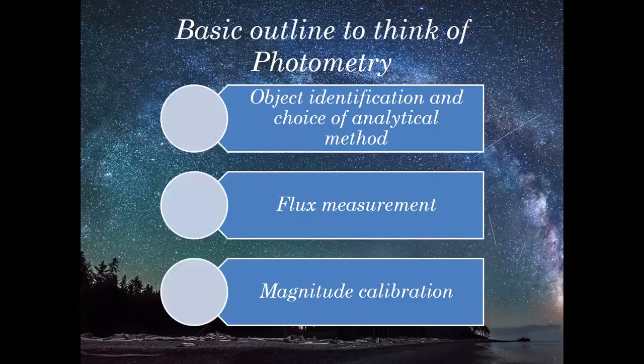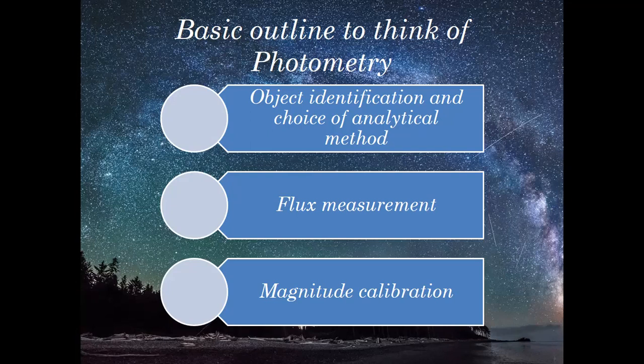Okay, basic outline to think of photometry. So how you can basically visualize this entire process of photometry? The first step is to identify the object of whom the photometry is being done. There are various rules for object identification that we will discuss in a very short while. And the choice of analytical method: whether you are studying a single star or a picture which is clustered up with various stars is going to decide which method you will use for applying the photometry.